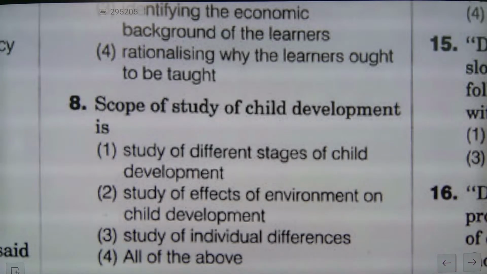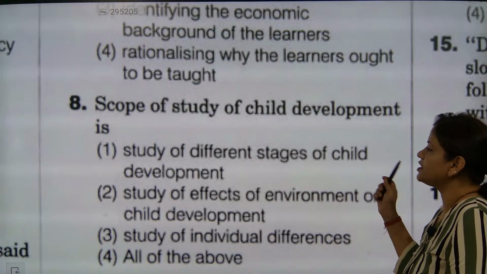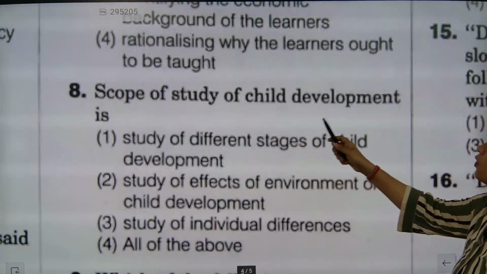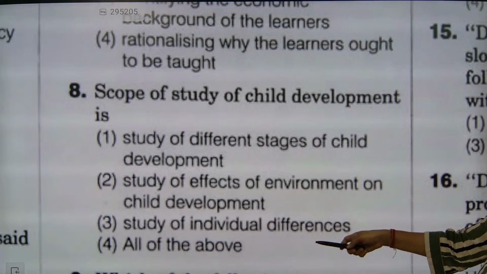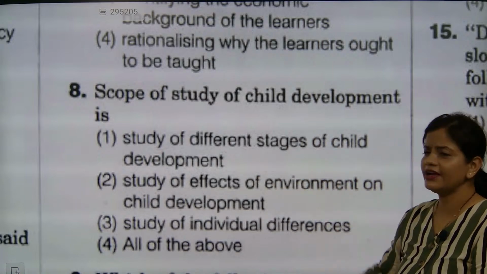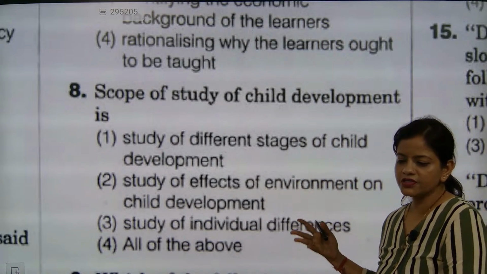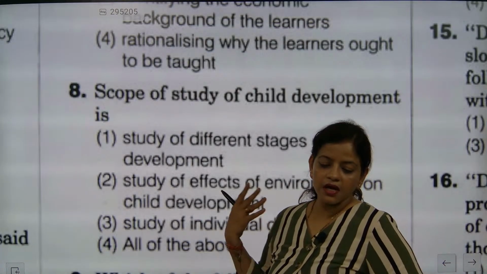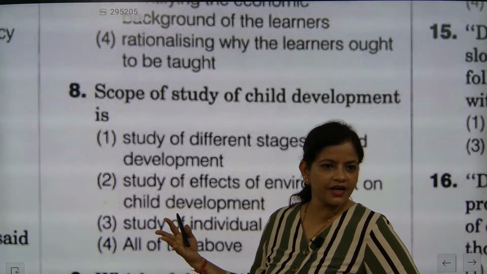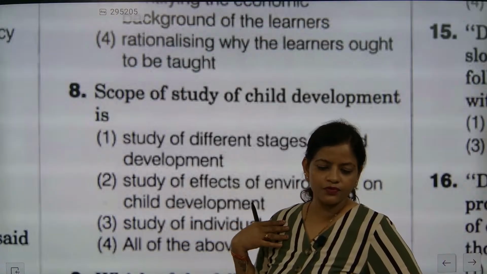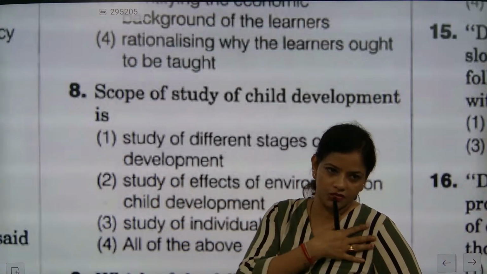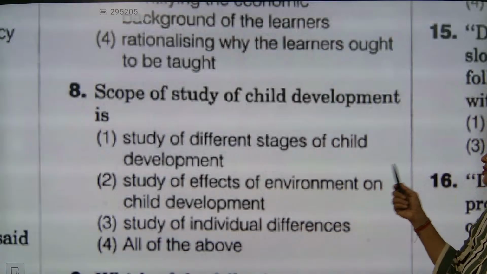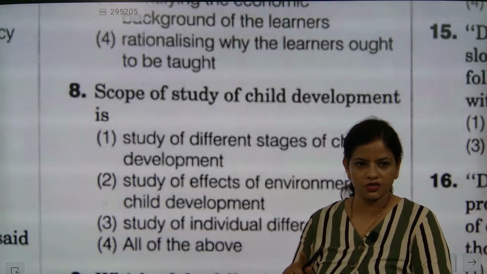So what will the eighth answer be? Study the different stages of child development. Next one: the scope of study of child development is the study of different stages of child development. Yes, we have to study the different stages of child development, infancy, adolescence, different stages are there. That comes under psychology. So we have to study the different stages of child development. That's one part.